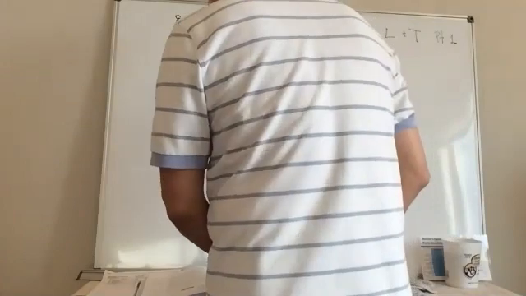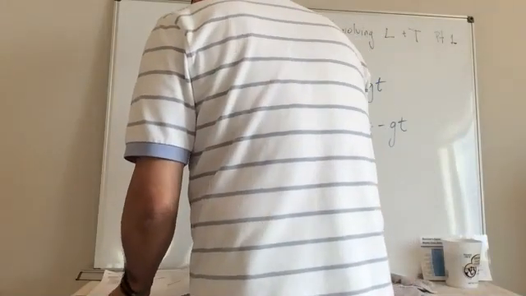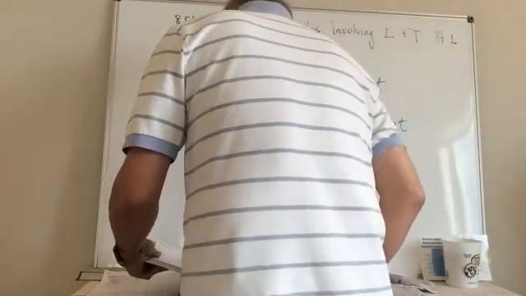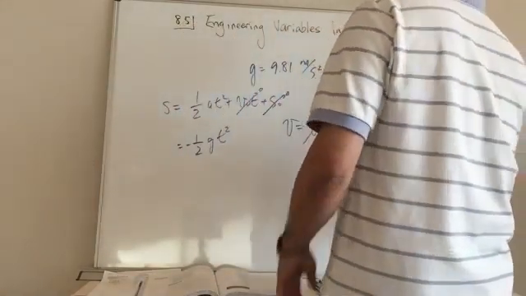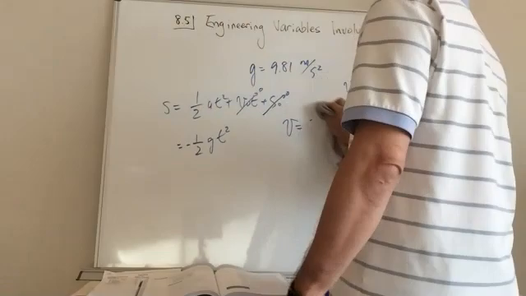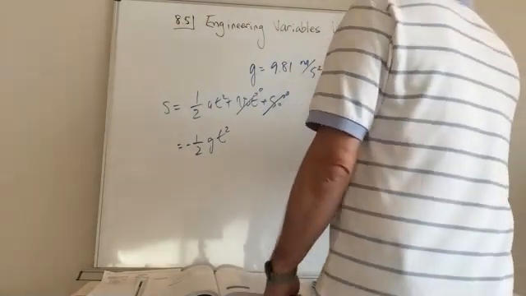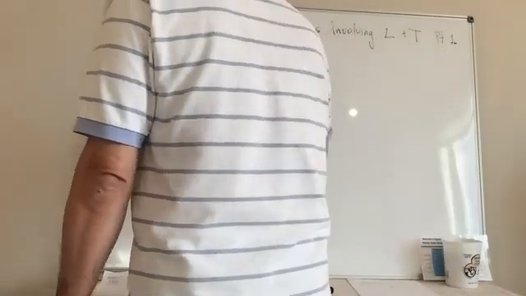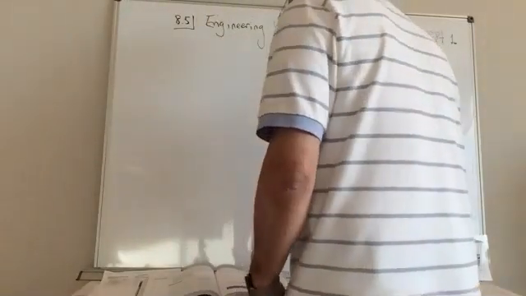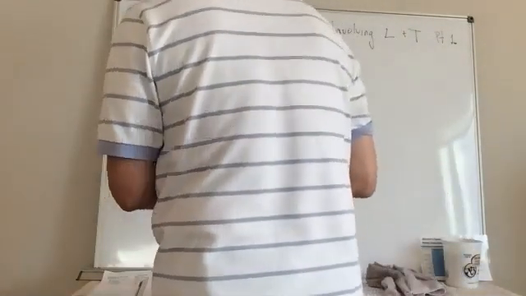Okay, so that's that. Let's look at example number 8.3. Example 8.3 gives you a graph of the change in velocity of a car.